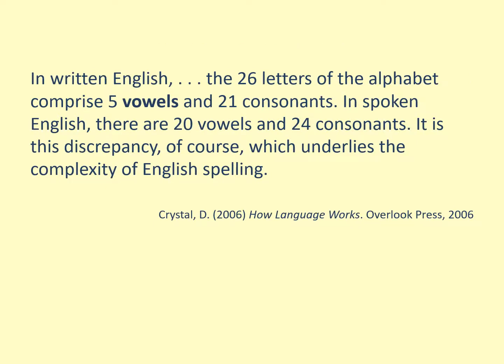This all gets quite complicated because in written English, as David Crystal says here, we have 26 letters of the alphabet, which are 5 vowel letters and 21 consonant letters. But in spoken English, there are 20 vowels and 24 consonants. The sounds that are unobstructed, the vowel sounds, we have 20 of those. We also have 24 consonant sounds. So that is 44 phonemes, 44 sounds in English, but only 26 letters which we can use to represent them. And he goes on to say, it is this discrepancy, of course, which underlies the complexity of English spelling.